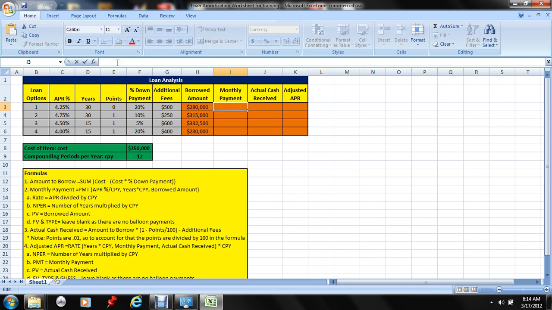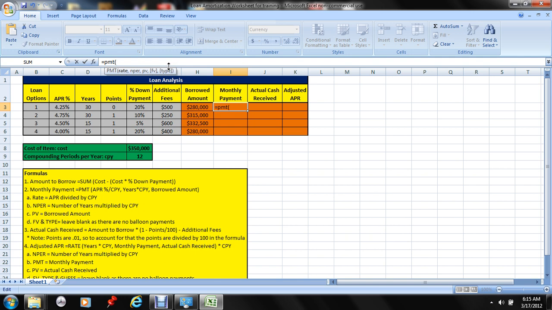Come up to the formula box, go ahead and hit equals PMT, close parentheses, and you'll see the actual formula pop up for PMT, which is the rate, number of periods per year, present value, future value, and type. In this case, you'll see what those calculations are defined as in the lower half of the spreadsheet. So for rate, how we're going to calculate the rate is the annual percentage rate divided by the compounding periods per year.